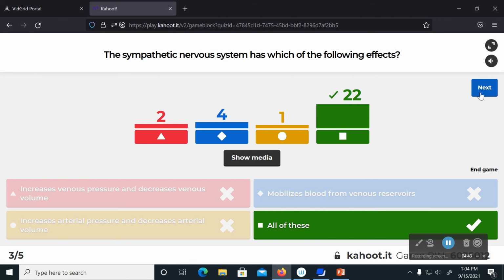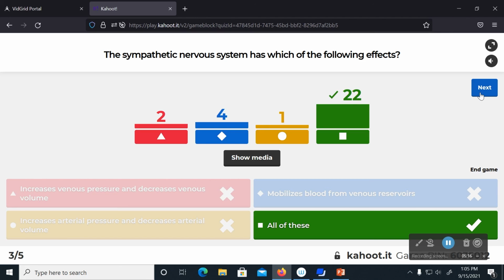So when the sympathetic nervous system is activated, it causes vasoconstriction, not only of the arteries, but of the venous system too. And that basically works to increase the amount of blood that can be present in the capillary beds, right? So increasing venous pressure and decreasing venous volume. Mobilizing blood from the venous reservoirs, and what's the one in yellow? Increases arterial pressure and decreases arterial volume.